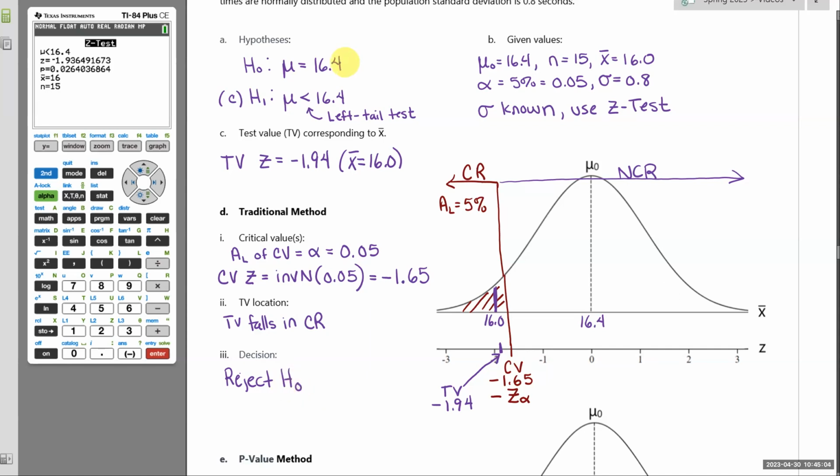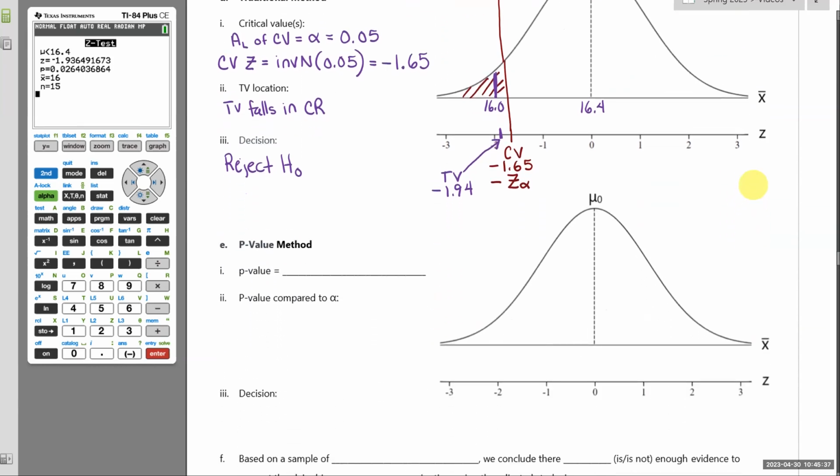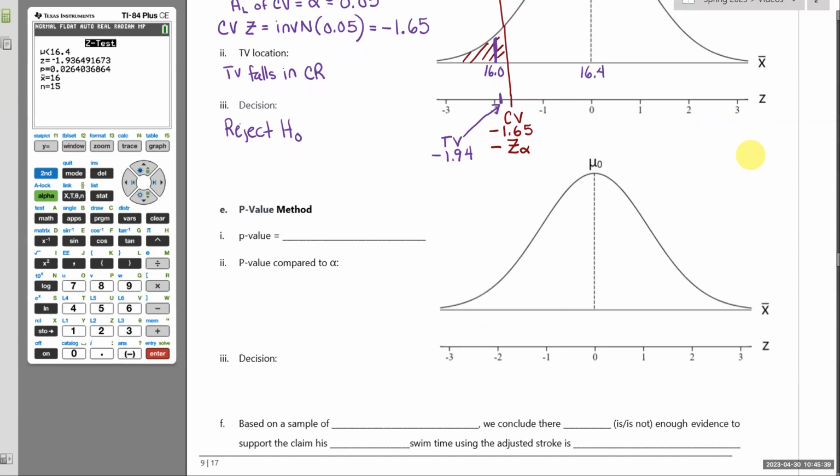All right, so I'm just going to add this at the top. No matter what method I use, we should get the same result. The traditional method said we're going to reject the null, and that would mean that we support our claim, because that's our H1. So it does seem that there is evidence to support the claim that the adjustment is working to reduce his time. I didn't write the sentence yet. We'll do that at the bottom, but let's switch and do the same problem using the p-value method.